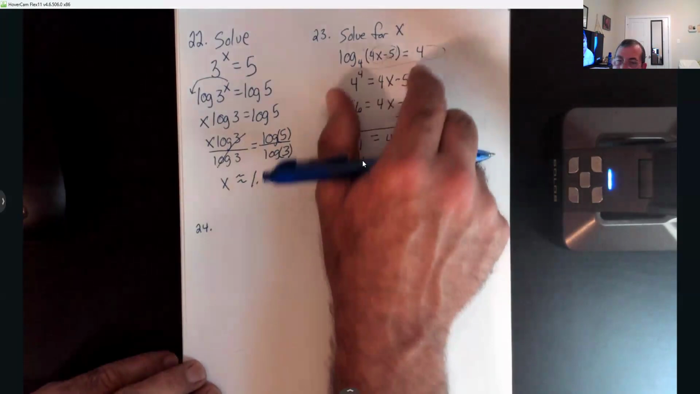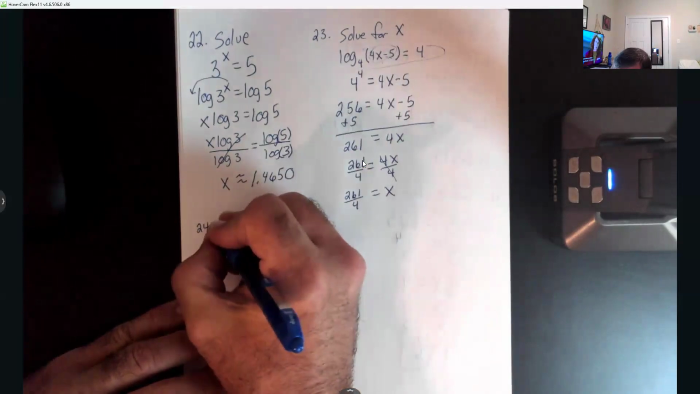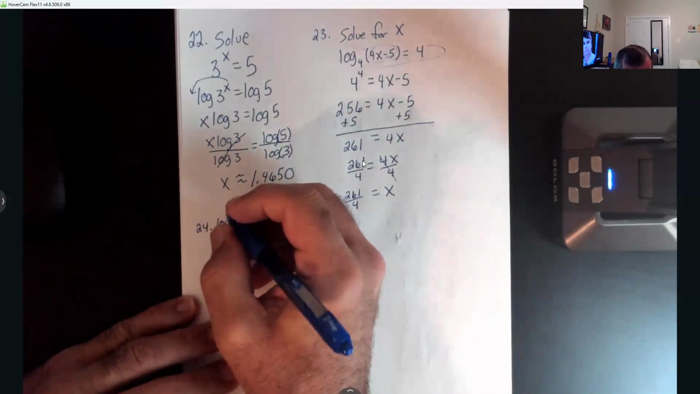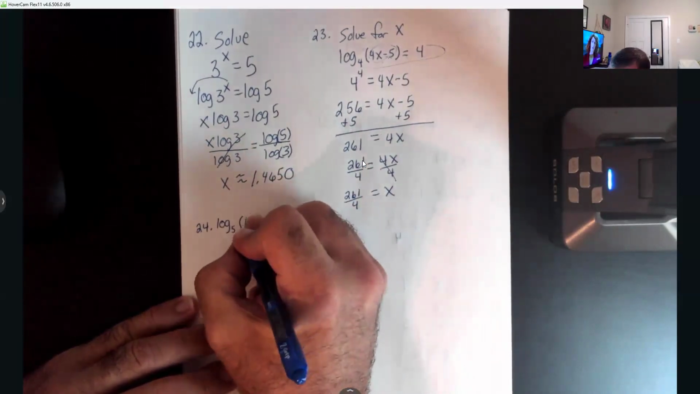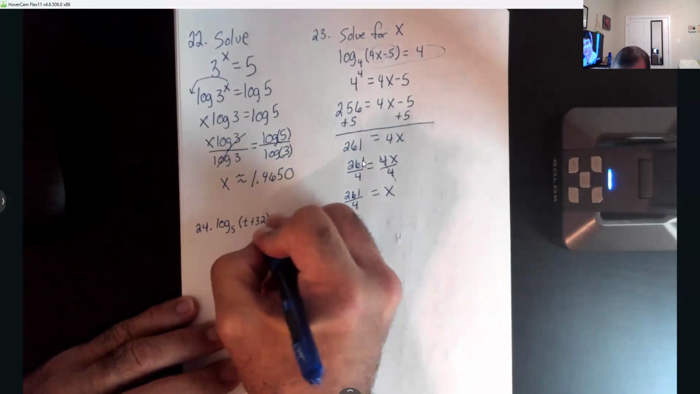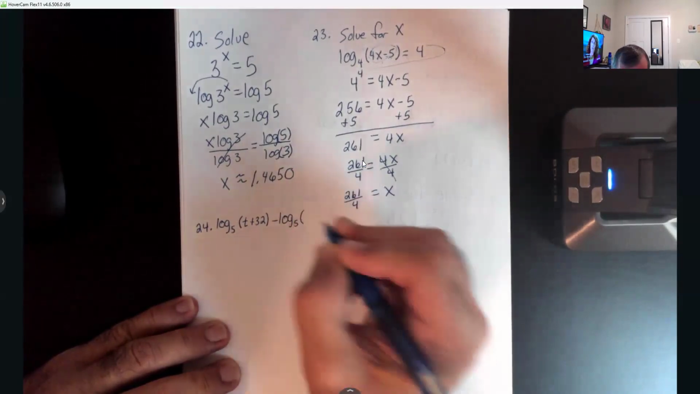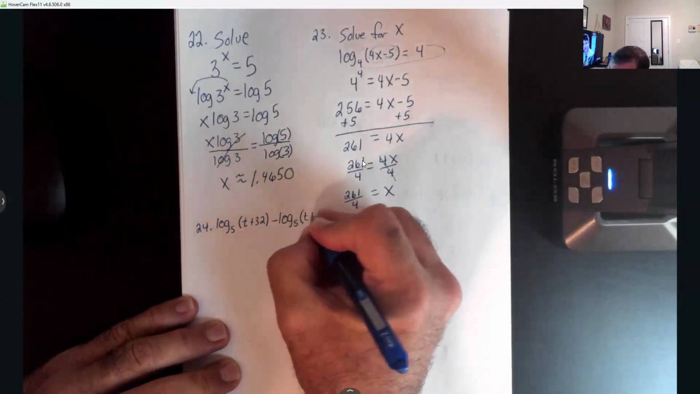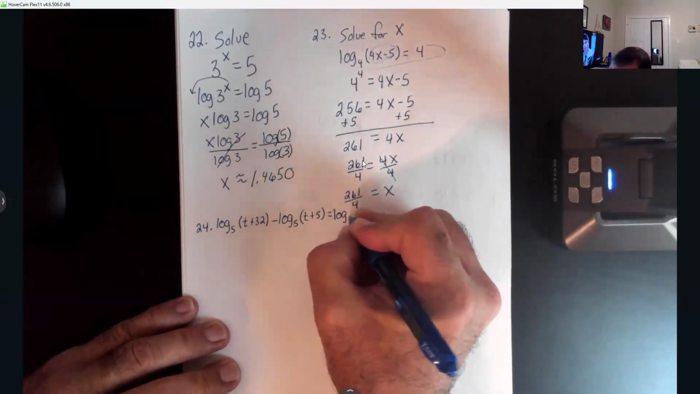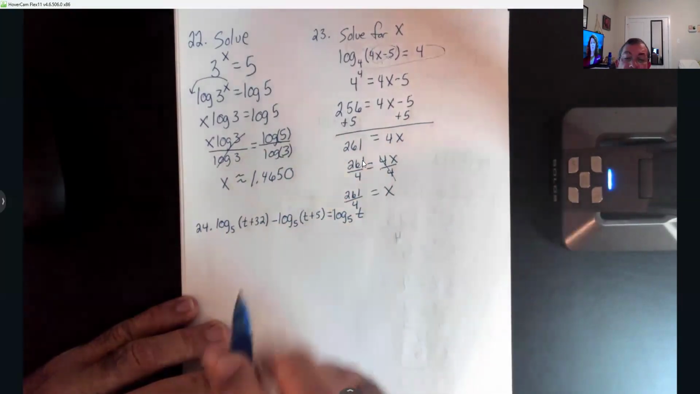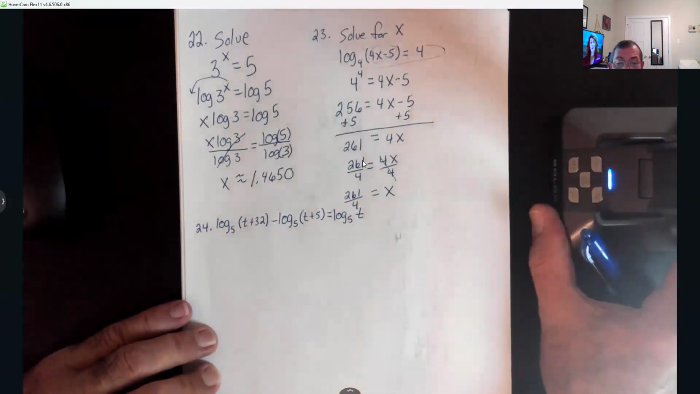All right, so that one they started out sort of mellow, gave me 1 log equal to a number. 24, look what they're doing. Log base 5 of t plus 32 minus log base 5 of t plus 5 equals a log base 5 of a t. So I got logs on both sides, okay?